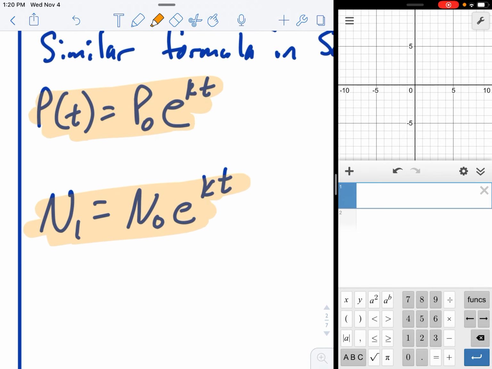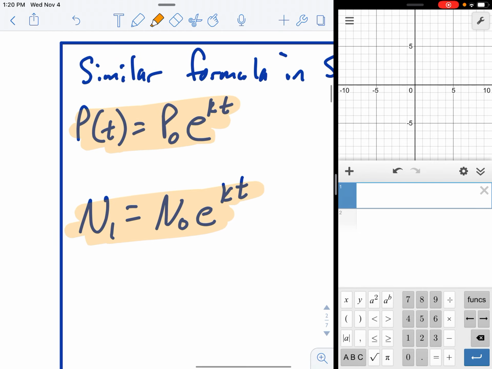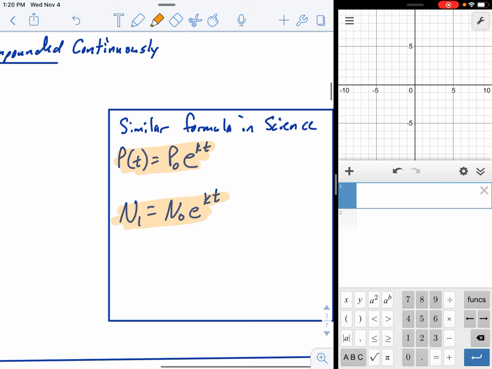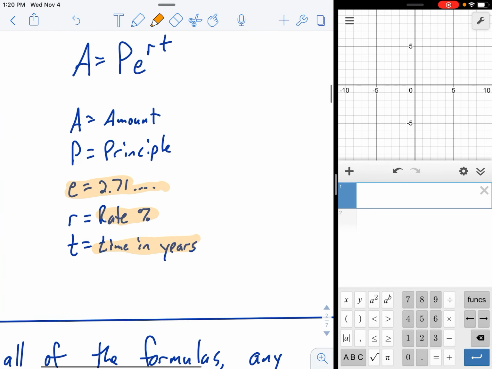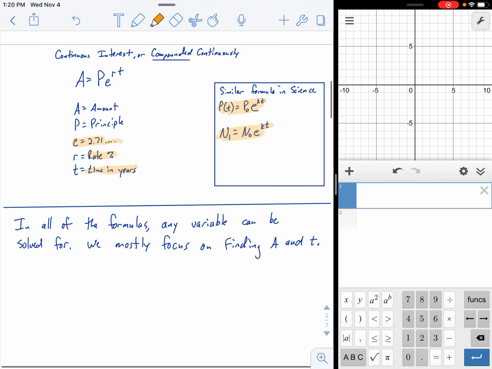So in science, they tend to use k instead of r. I'm honestly not sure why. When k is positive, that's growth, but if k is a negative number, that's actually decay. So this formula has lots of different applications. For us, we're only going to focus on the financial application right now. All right, in all of the formulas above, any variable can be solved for. We could take P, A, R, T, any of them, and make them an unknown, and then you could do algebra to solve for it.